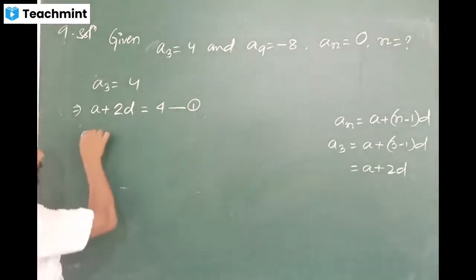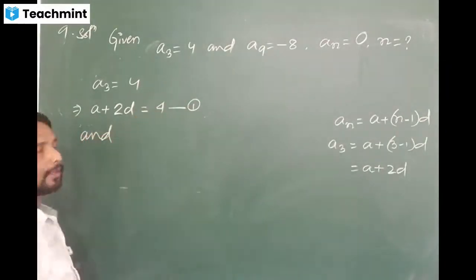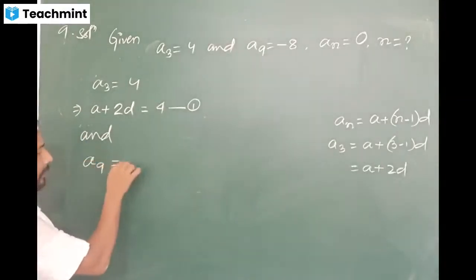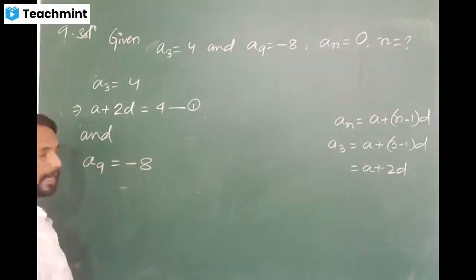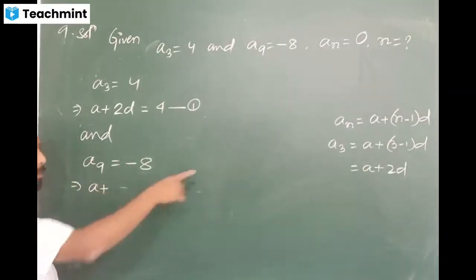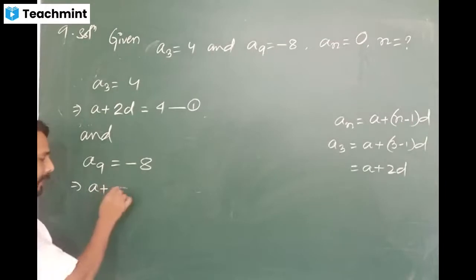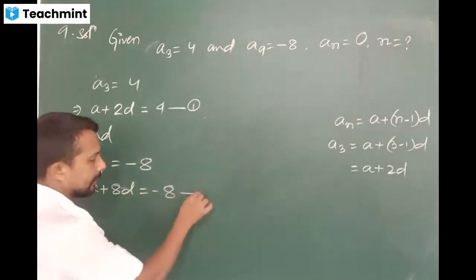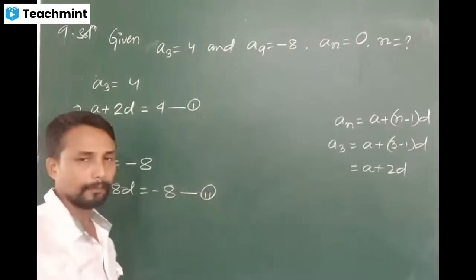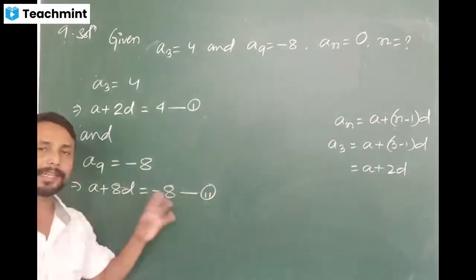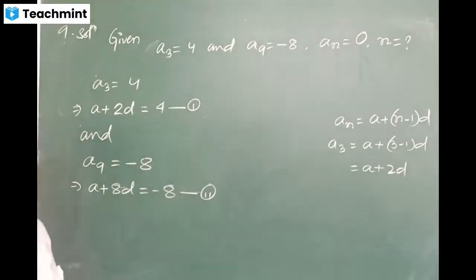And we have another value, A9. A9 is equal to minus 8. A9 is equal to A plus 1 less than 9, that is 8D, which is equal to minus 8. This is equation 2: A plus 8D equals minus 8.